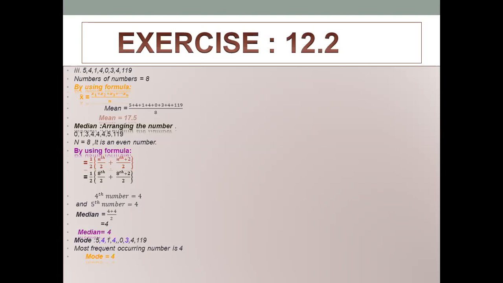Now we calculate the median. For the median, first you arrange the data, and then you see the number of observations is 8, which is even.